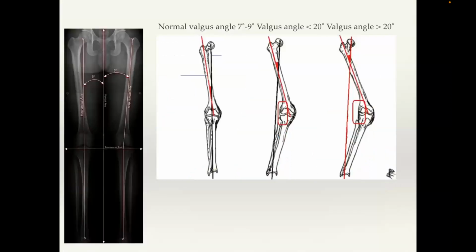In this slide we can see the normal valgus angle. The normal valgus angle is drawn in the femur between the mechanical axis of the femur and the anatomical axis of the femur. It's normally 7 to 9 degrees. The second picture shows the angle drawn is less than 20 degrees, and the third is more than 20 degrees.